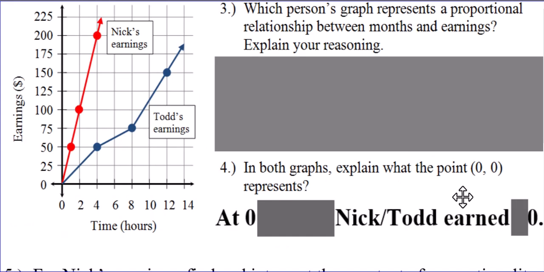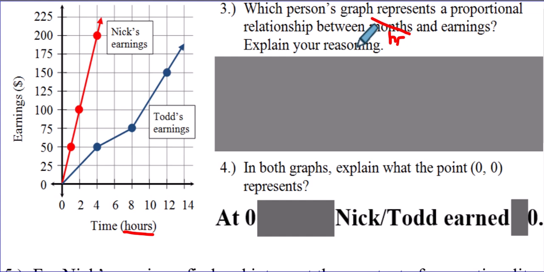All right, problem number 3. New graph now. We got two different sets of data here in one coordinate grid. We got Nick's earnings and Todd's earnings. Mine are in red and blue. Yours are probably just in shades of gray on your copy. But let's take a look at number 3. Which person's graph represents a proportional relationship between the months and the earnings? And by the way, that is a typo. Why have I not fixed this? Mr. Underkoffler, what is your deal? This is not supposed to be months. This is supposed to be hours. So I don't know if you want to fix that typo real quick on your copy. All right, so which one is proportional? Explain your reasoning. Hit pause in the video. Try number 3 on your own real quick.